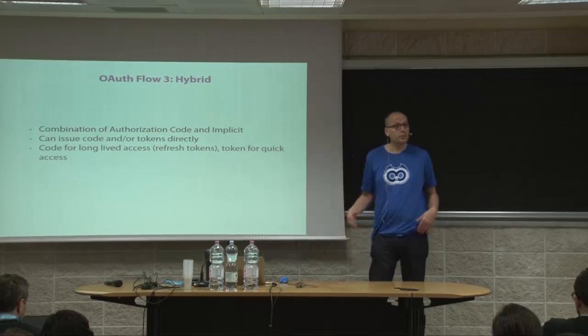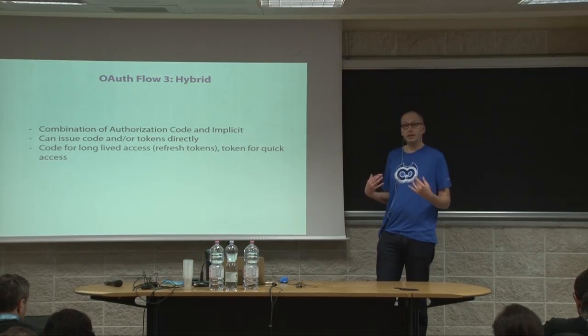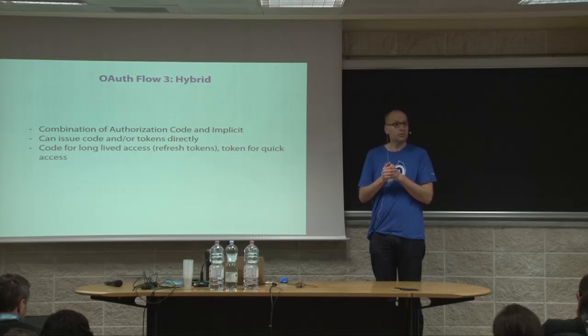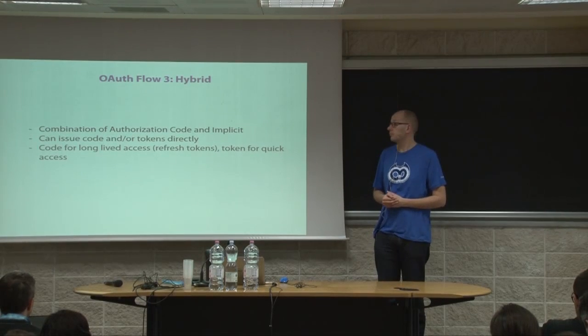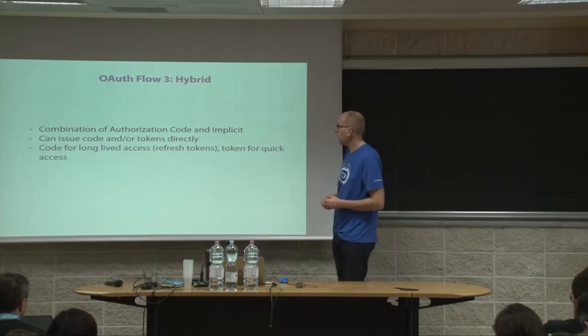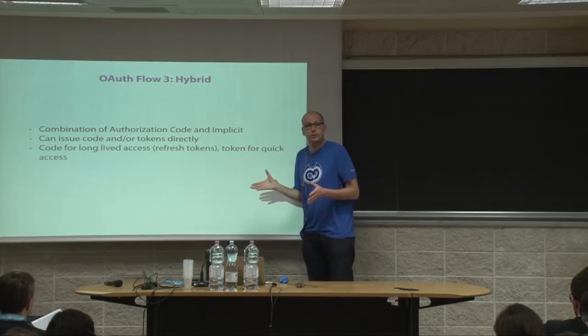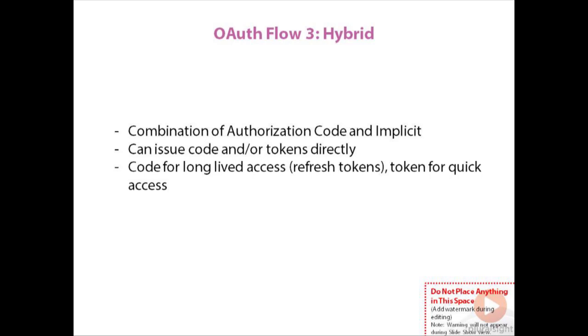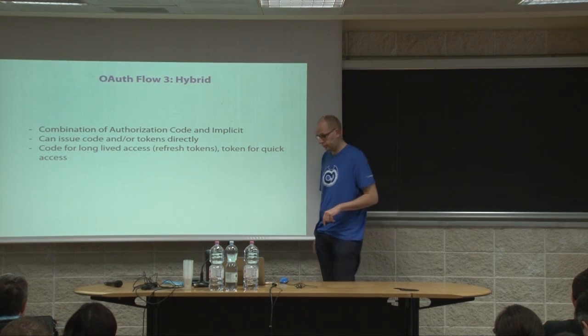So we also have the hybrid flow. The hybrid flow is a combination of the two. So you can either get the code and then get the token, or directly get the token. So now you have an endpoint in the authorization server that supports both. So when you have several clients, you can just pick and choose what you want.